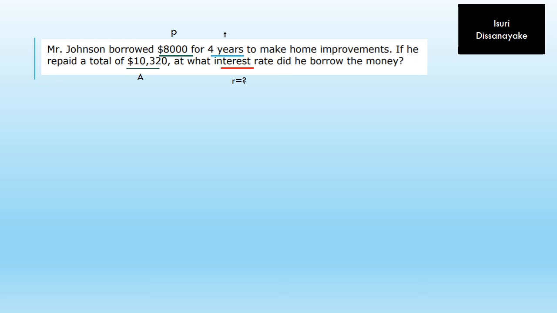Now we have two equations. The first is the simple interest is equal to PTR over 100. Also, the total amount is equal to the principal amount plus the interest. So in this case, the first step is we are going to find out the interest, where the total amount is 10,320. The principal amount is 8,000. By subtracting 8,000 from 10,320, we are going to find out the interest, that is 2,320.